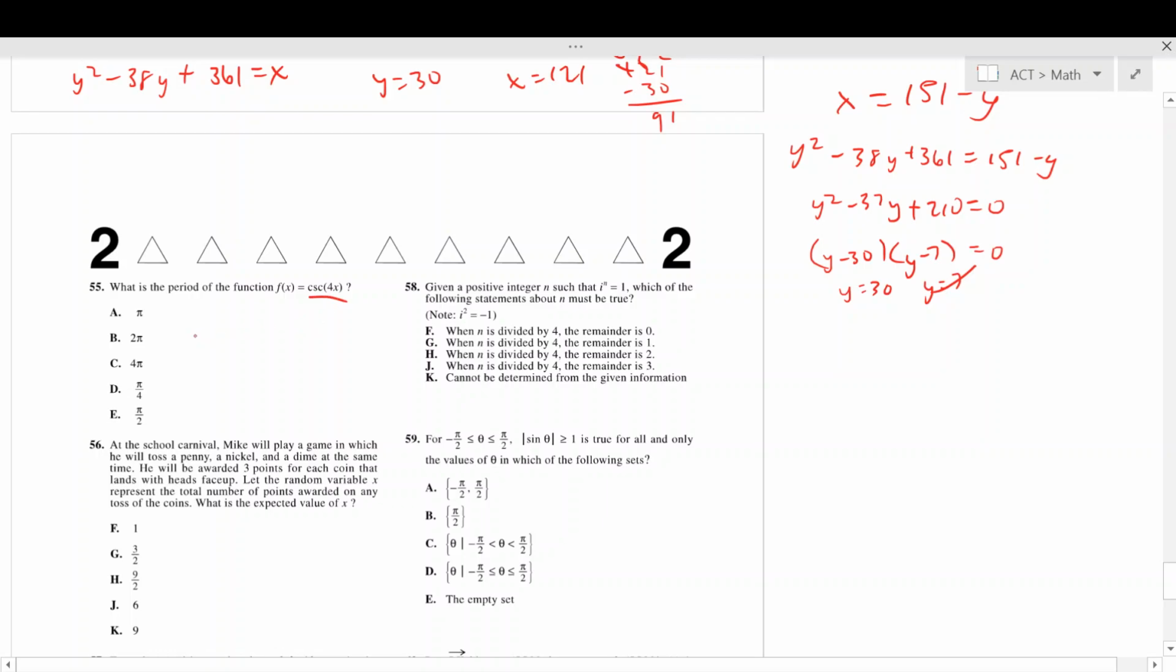So the period of cosecant x is, let me just write out the whole thing. Period of cosecant x is 2 pi. And then the period of cosecant of 4x is going to be 2 pi over the b value. So the b value is 4. So the period of cosecant 4x is going to be 2 pi over 4, which simplifies down to pi over 2.